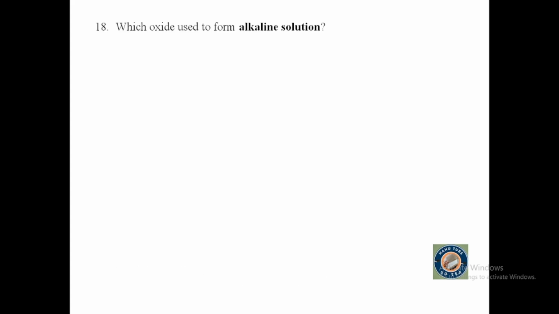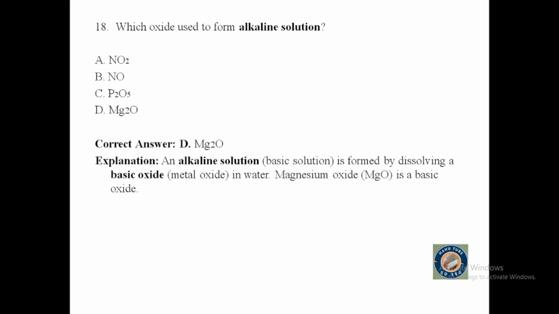Question number 18. Which oxide is used to form alkaline solution? A. Nitrogen dioxide. B. Nitric oxide. C. Phosphorus pentoxide. D. Magnesium oxide. The answer is magnesium oxide. An alkaline solution or basic solution is formed by dissolving a basic oxide or metallic oxide in water. Magnesium oxide is a basic oxide.